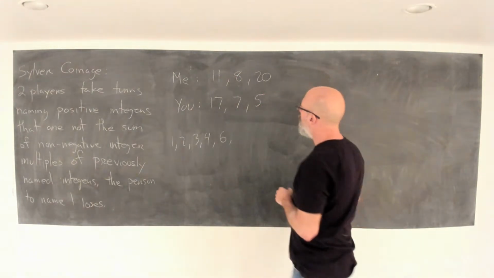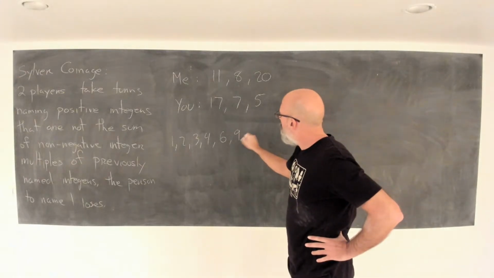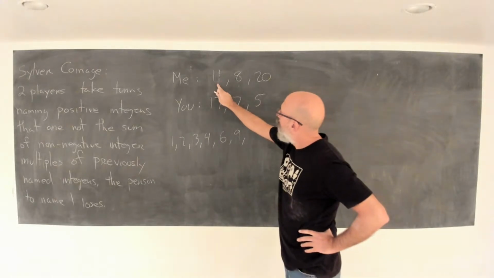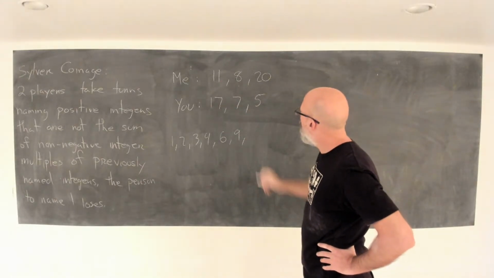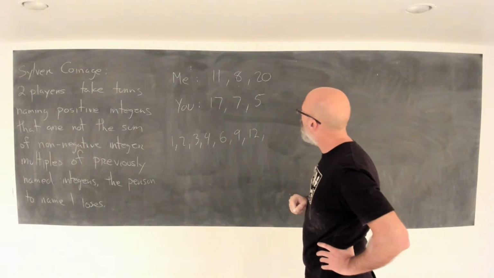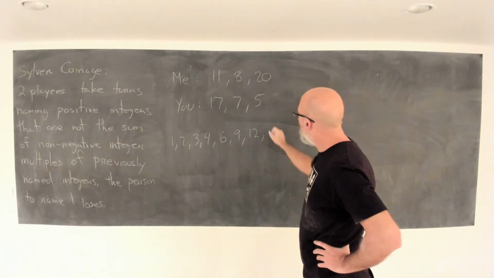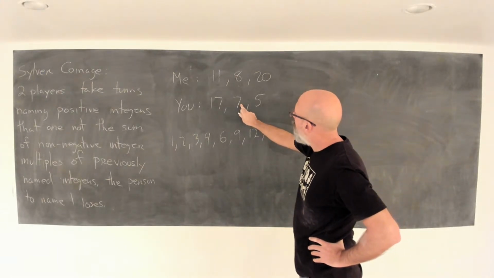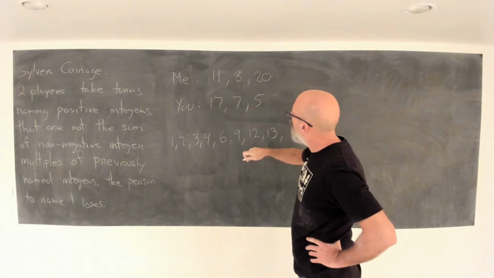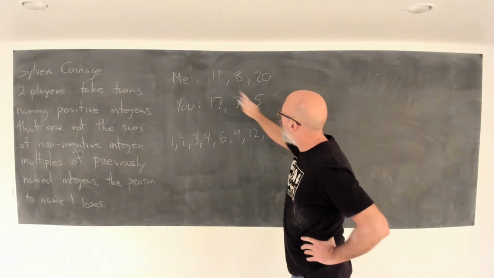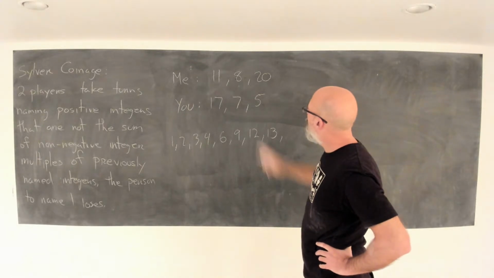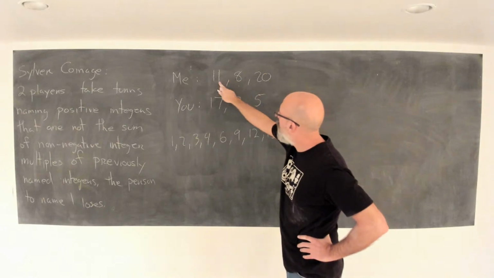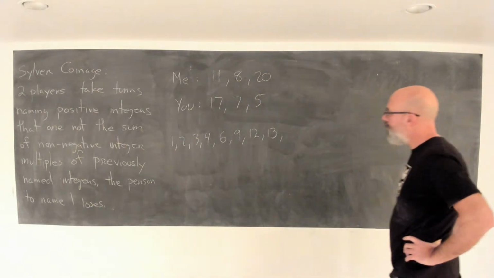7, 8 is gone, but 9 is still available. 10 is gone. 11 is gone. 12 is still there. So is 13. 14 is gone because it's 2 times 7. 15 is gone. 16 is gone. 17 is gone, right? 10 plus 7. 18 is gone. 19 is gone. 20.